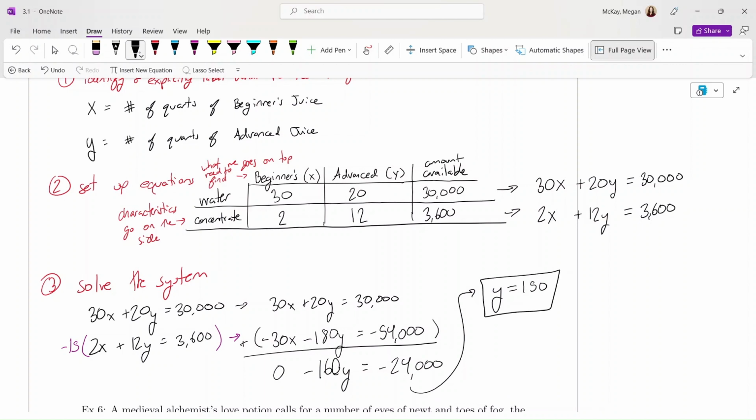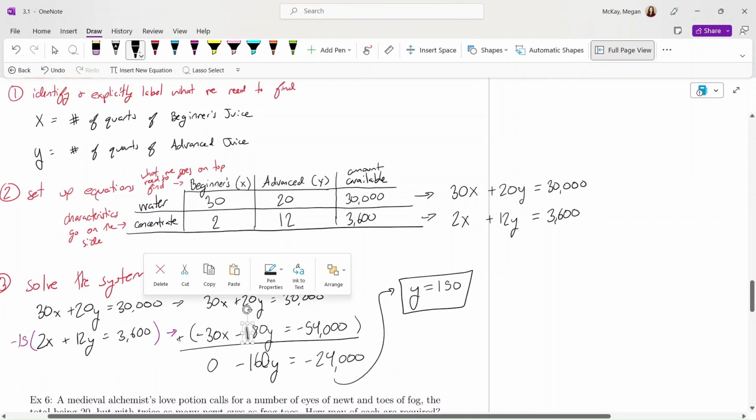Now, have we officially finished solving our system of equations? No, we haven't, because we're looking for a point, and a point contains an x and a y value. So we've found the y value, but we haven't found the x value yet. Alright, so now let's solve for x.